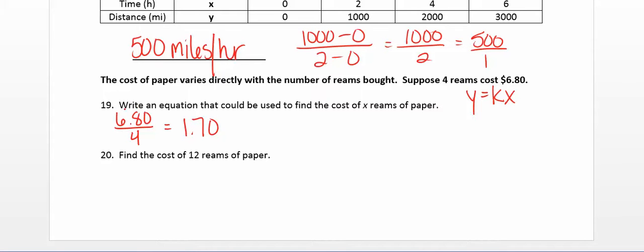Notice it asks you to write an equation. The equation that you're writing is one that someone could use to find the cost of any number of reams. So we're going to go back to y equals kx, and we're going to plug in the $1.70 for k. Now if someone said, how much are 50 reams? How much does 10 reams cost? How much does 27 reams cost? Then you can just plug that in for x, 1.7 times that number. So in example 20, we're asked for 12 reams, so it's y equals 1.70 times 12.